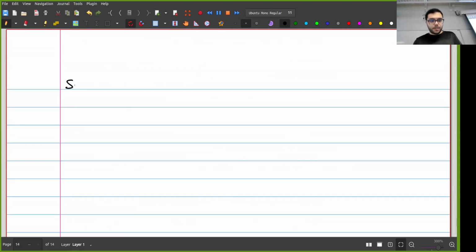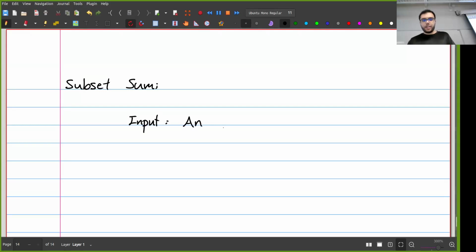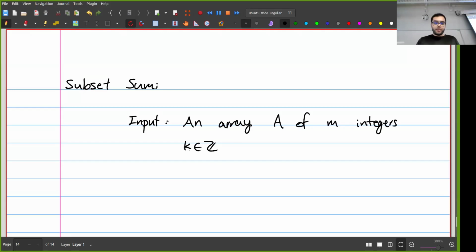This is the subset sum problem. My input is just an array, let's call it A, of m integers. These integers can be positive, negative, or 0. And I also give you some number k, which is also an integer. It can be negative or 0.